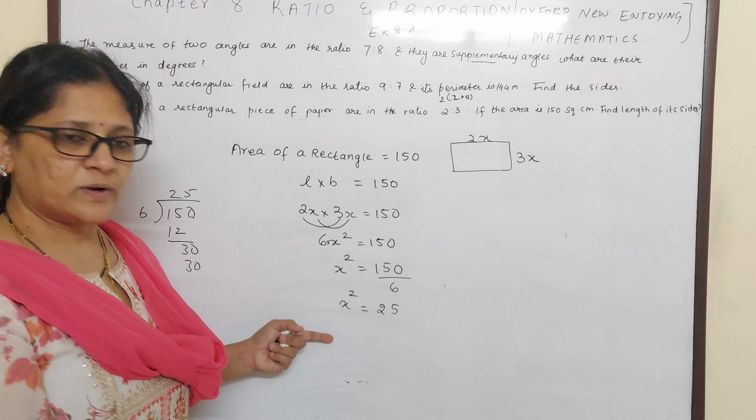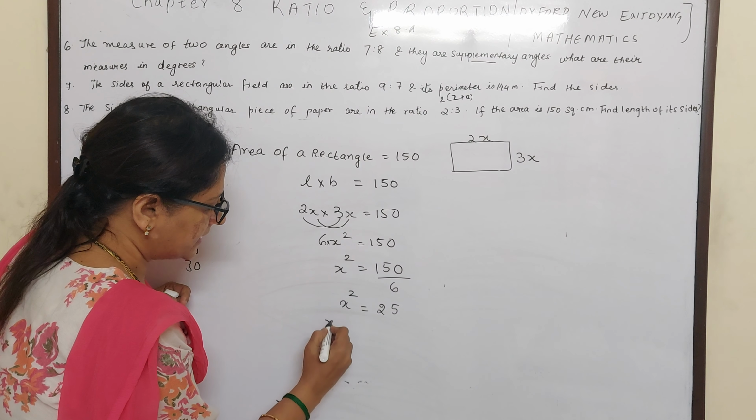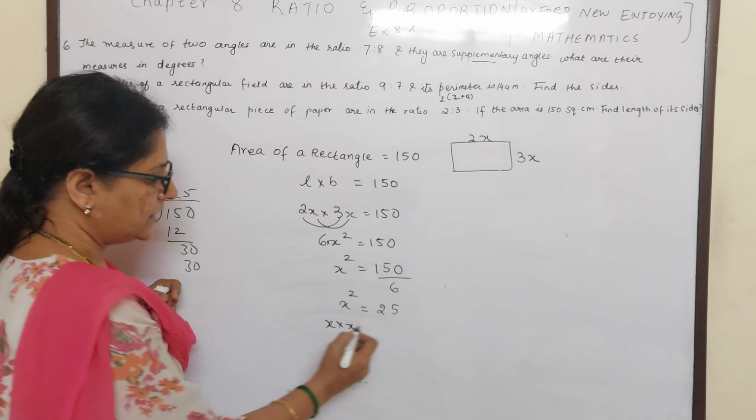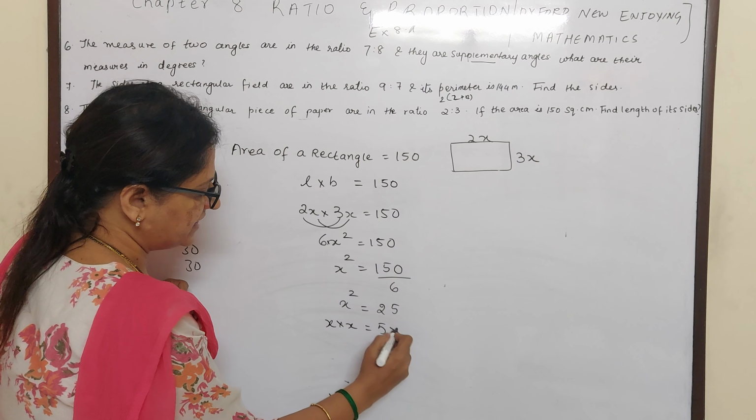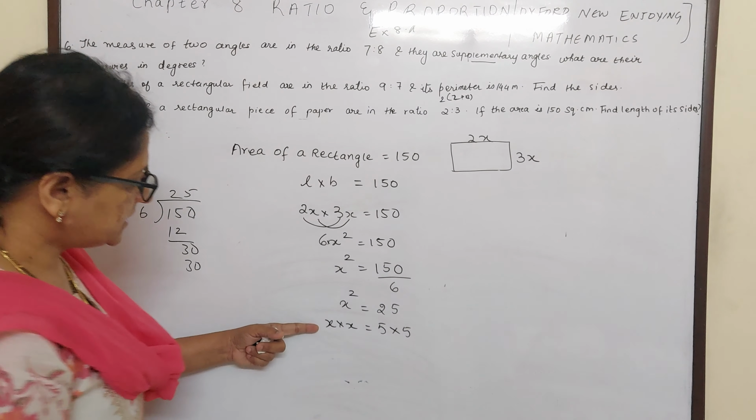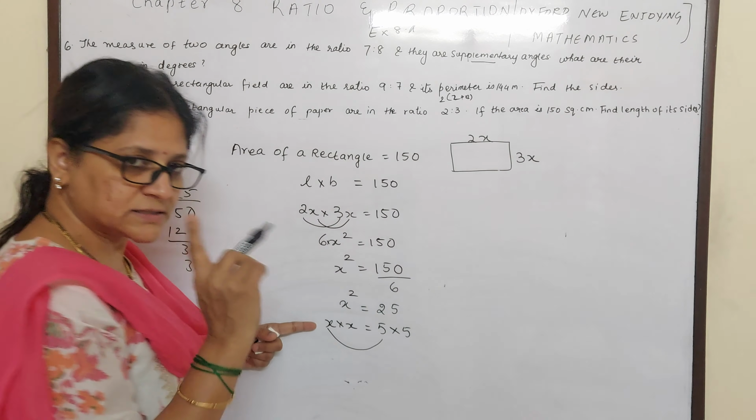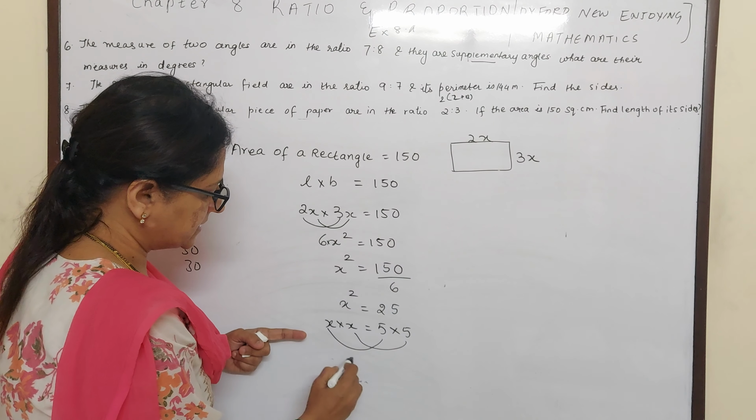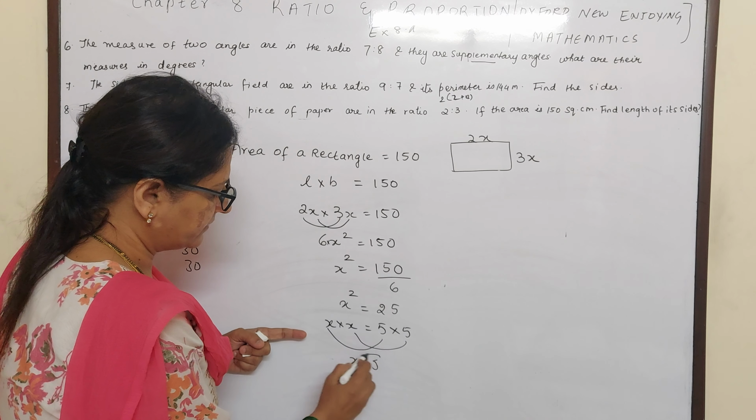So what is x square, children? x square means x into x, right? And what is 25? 5 into 5. So if you see, the value of 1x is 5, right? So you can say the value of x is 5.